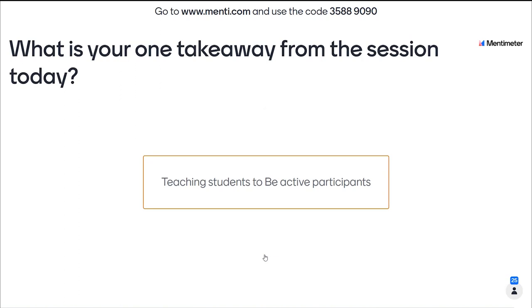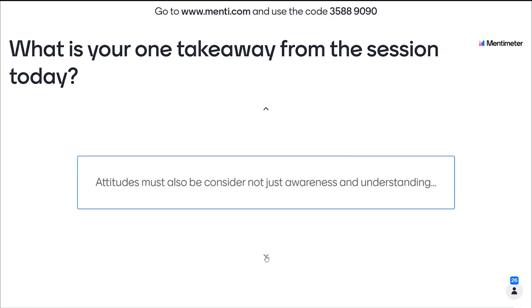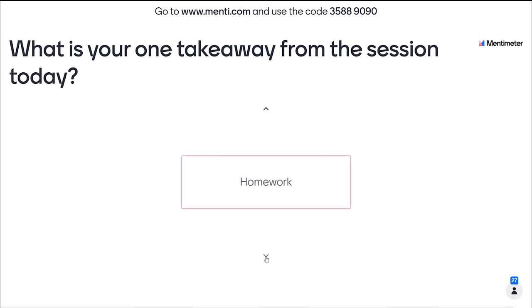Teaching students to be active participants. I think that's very important. I again remind you, always ask the question, who is thinking? If you are thinking and you are planning everything, then learning might not be happening. It's learners who should be thinking, and attitude must also be considered, not just awareness and understanding. Thank you. That's an important part of environmental literacy. Attitude is a greater determinant of behavior compared to knowledge, awareness, or understanding.